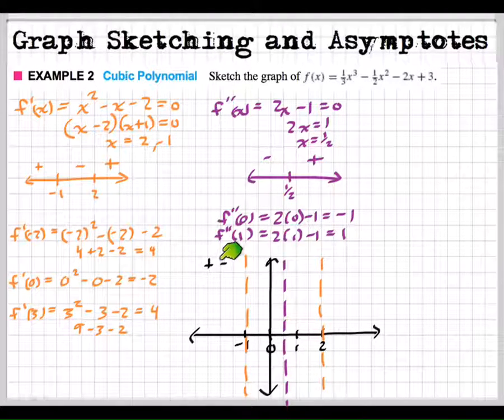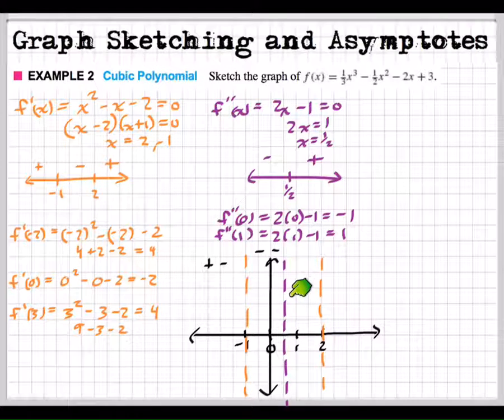And then between that guy and that guy, because I'm crossing over orange, I know that our sign's going to change. Well, I check my sign line graph to see if it's going to change, and it does. So I have minus. And then because we don't cross over the purple line, I know that we're still on the left side of 1/2, so it's going to be minus. It's a minus-minus curve. All right?